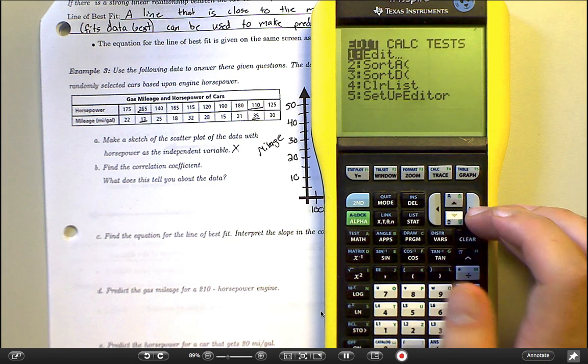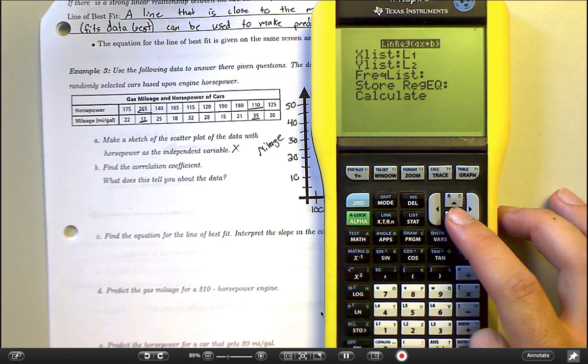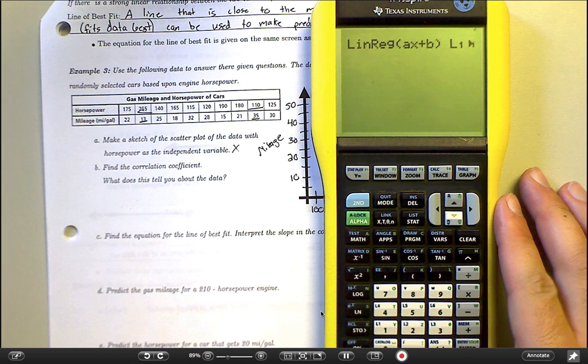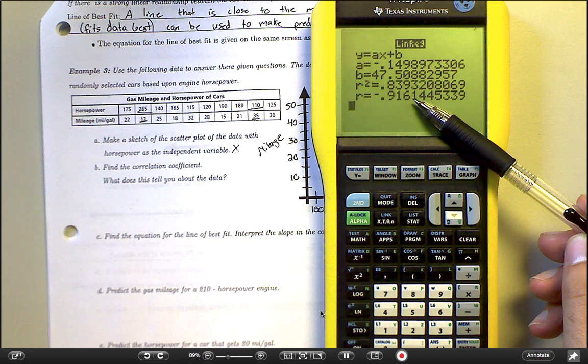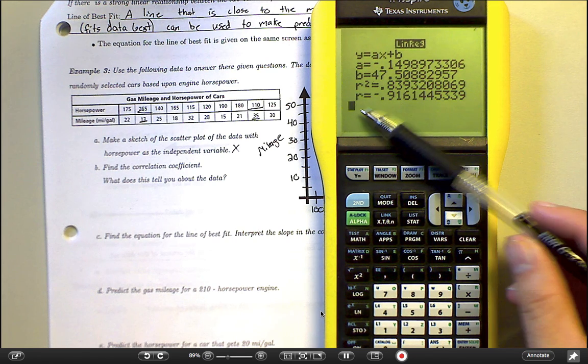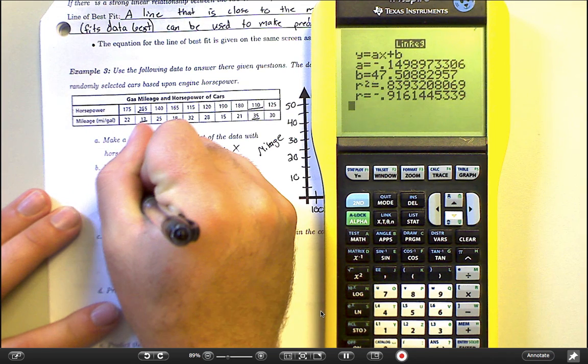Again, I want to go stat and calc. This gets us to our linreg, and I'm using one of the updated calculators so you can see this. I'm going to go all the way down to calculate and hit enter. And now I should have all four things here. I have my correlation down here at the bottom. That's our R value, and that's what I'm concerned with right now. So R is equal to negative 0.916.